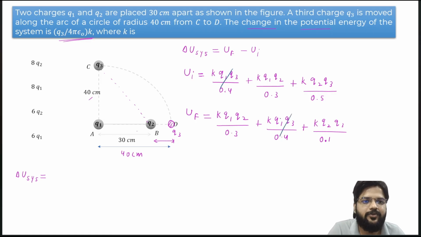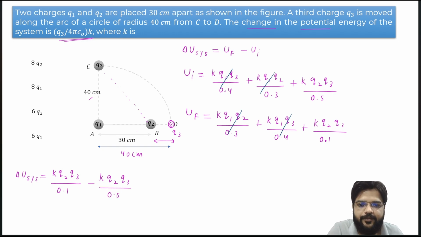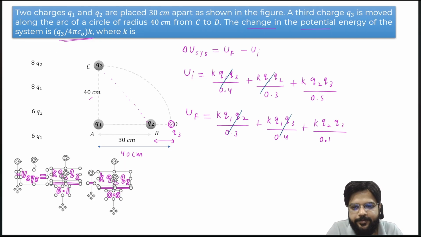This and this will get cancelled out, and this will get cancelled out. So now we have K Q2 Q3 divided by 0.1 minus K Q2 Q3 divided by 0.5, correct? Now let's see the next step, everyone.